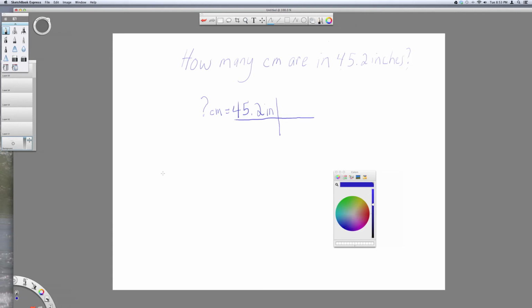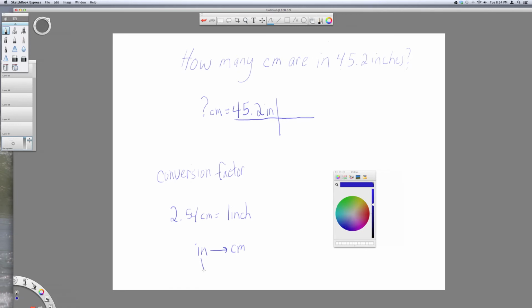All right, now I'm trying to get inches to centimeters. Is there a conversion factor that I can look up on the handout that gives me a connection between inches and centimeters? Around the area that says metric to English conversions, you see that 2.54 centimeters equals 1 inch. So there's our connection between the two.